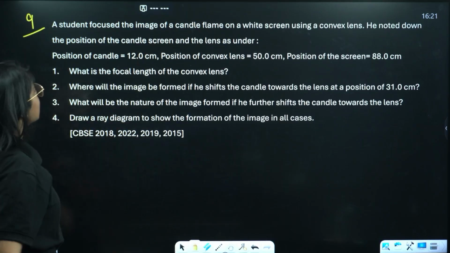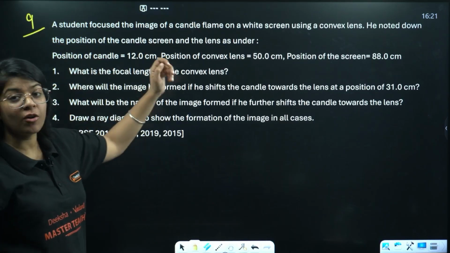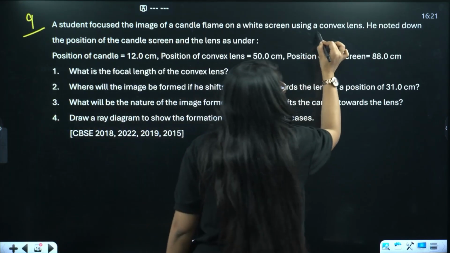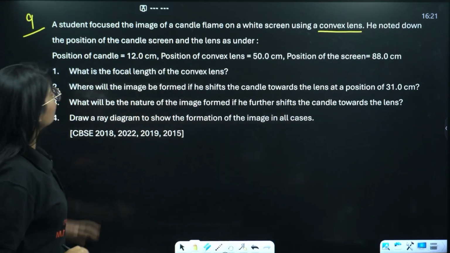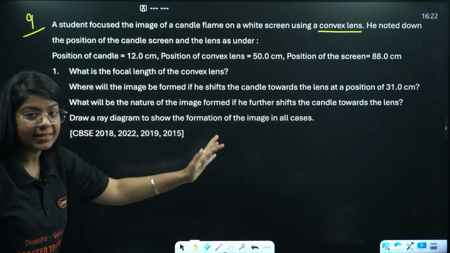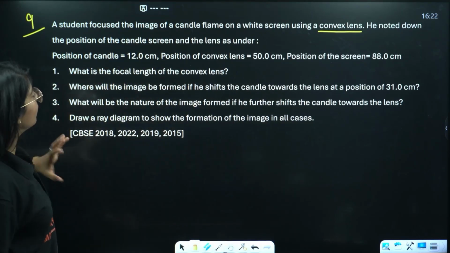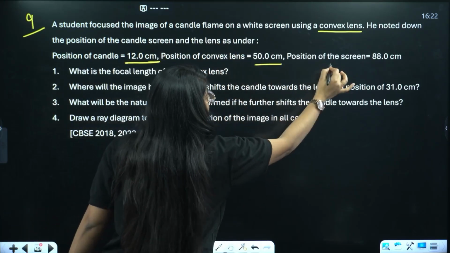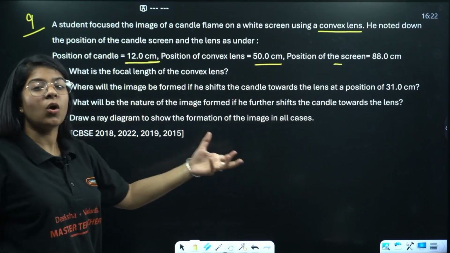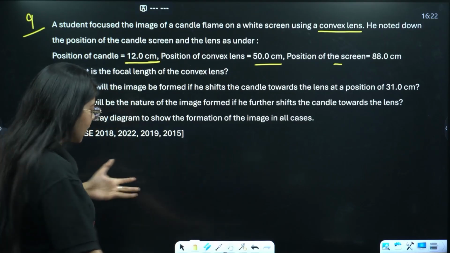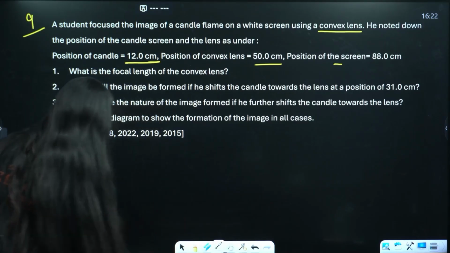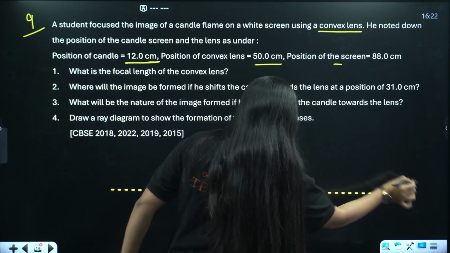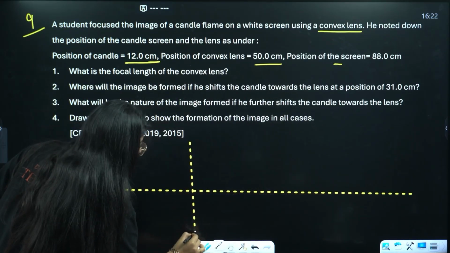Okay, so it says a student focused the image of a candle flame on a white screen using a convex lens. He noted down the position of candle, screen and the lens as under. So see carefully, here we are given the position of candle as well as the position of lens and position of screen. So they are giving all this from origin. Let's make a system first. Let's say this is a system.